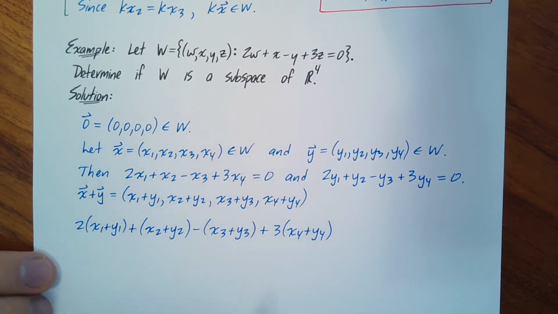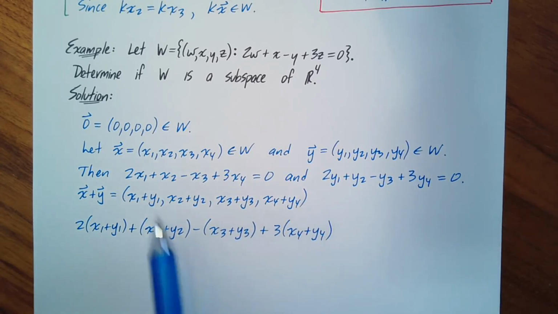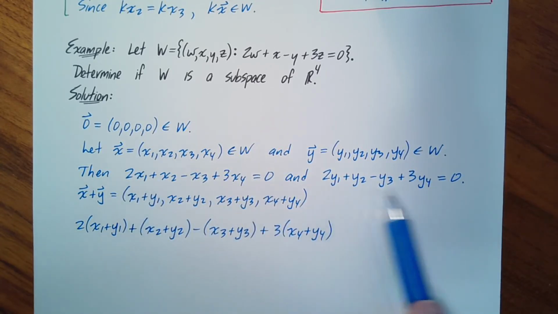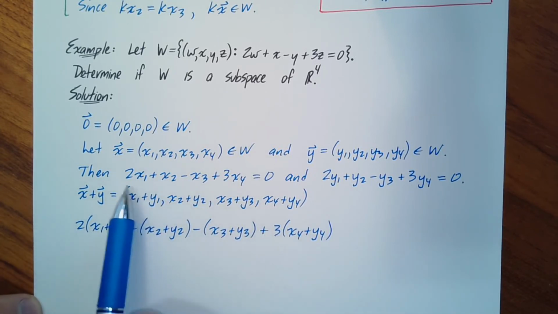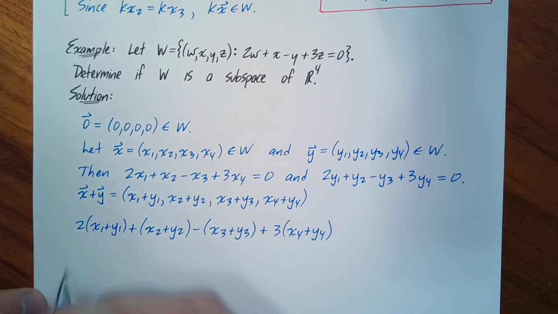And how would you do that? Well, we only have these two assumptions to work with, right? We're assuming that this equation is true and this equation is true. So maybe if we expand the brackets, like distribute the 2 and the negative and the 3 into the brackets, maybe we can somehow put these two equations to use. So that's usually the attitude you go into this with.